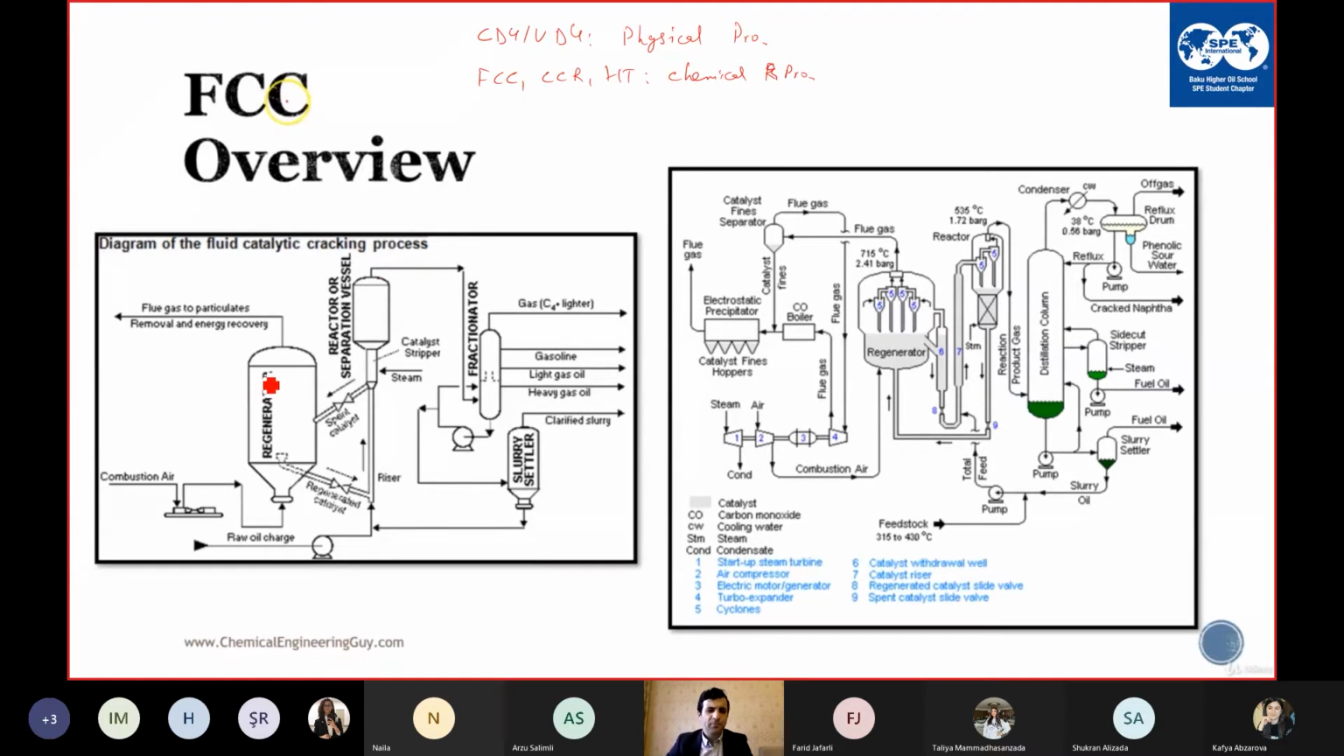Coming back to FCC, we have the raw oil charge, which is VGO, sent to the reactor, and we have the regenerator where the catalyst is regenerated, and then all the product leaves from here, which is sent to the fractionator where we separate gases, gasoline, light cycle oil, which is LCO, and HCO. LCO is diesel, HCO is sent to DCU to produce coke.